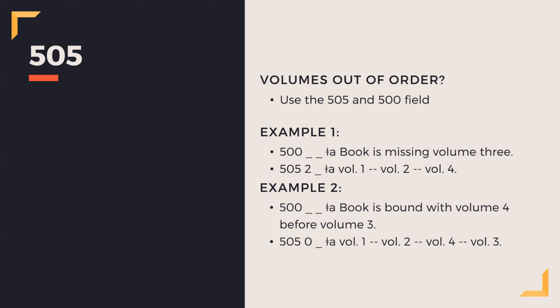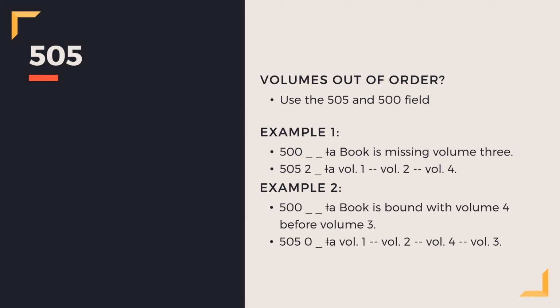In my example, this item only has volume numbers. If the parts of your volume sets have individual titles, you would want to do an enhanced contents note and use appropriate subfields. Notice in the example that volume 3 is missing. So I have volume 1, dash dash, volume 2, dash dash, volume 4. I would want to include a 500 field to indicate that the book is missing volume 3. So in my example, I have 500, subfield A, book is missing volume 3.